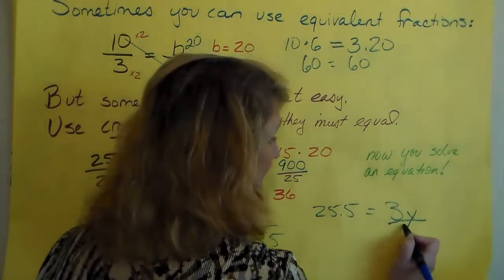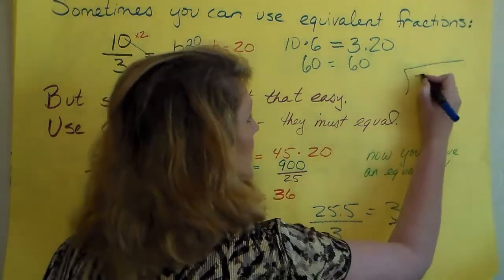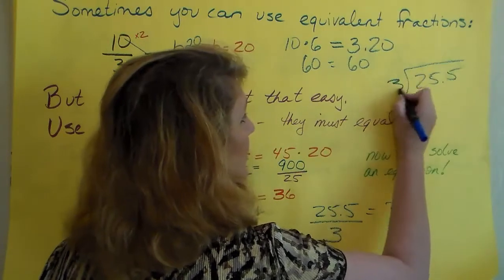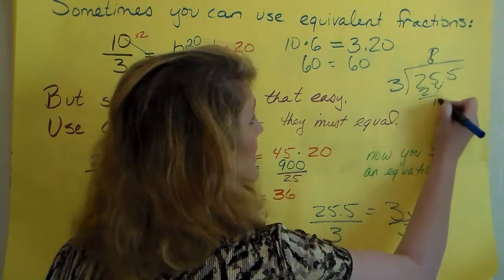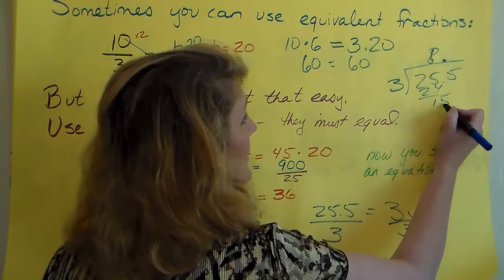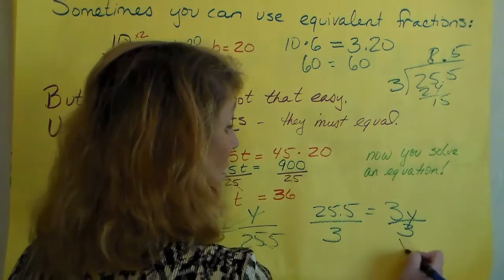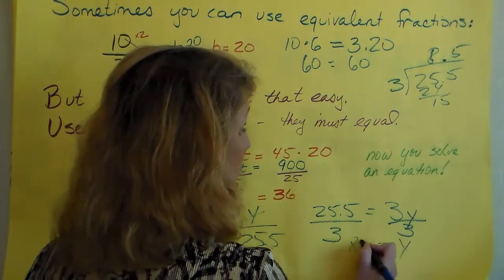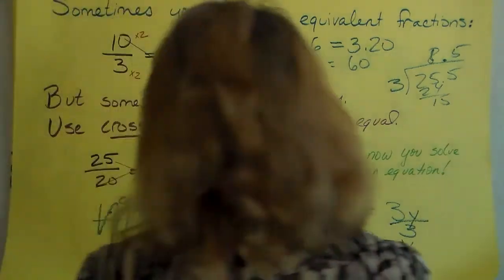Now I'm going to divide each side by 3, and I've got to figure out what 25.5 divided by 3 is. That's 8, 24, 15. My decimal goes right there. 3 goes into 15 5 times. So y is going to equal 8.5. You good with that?